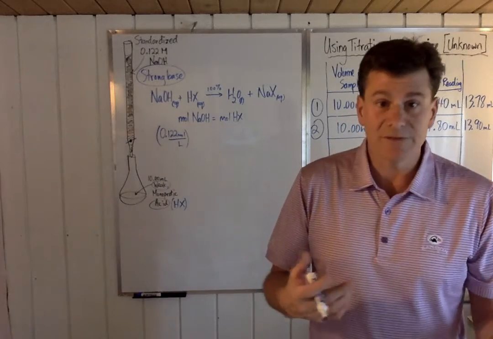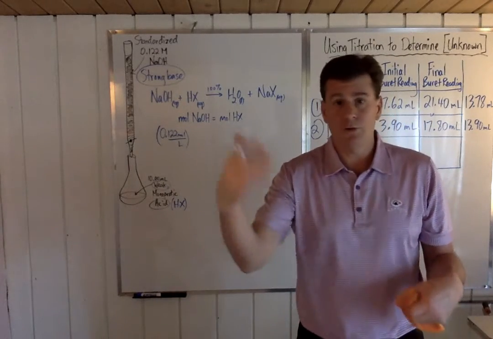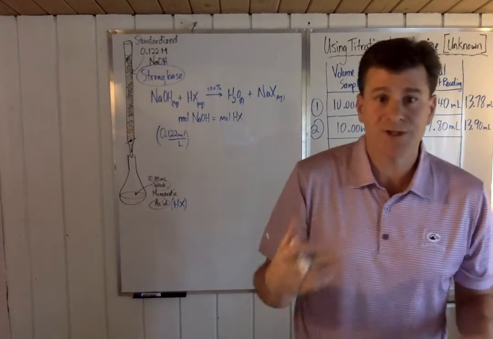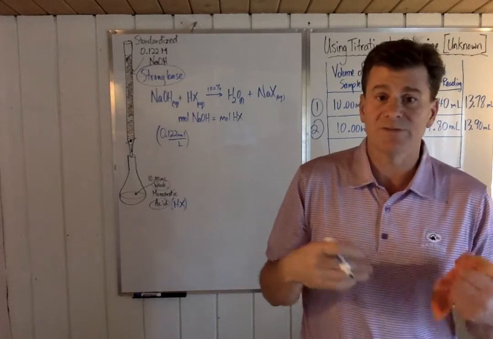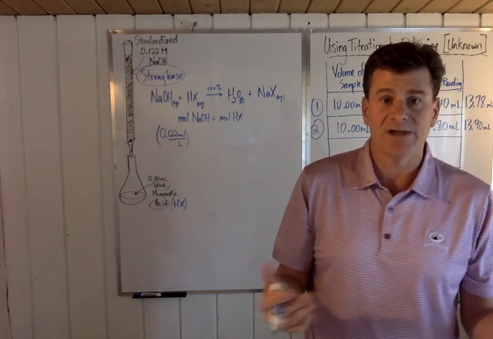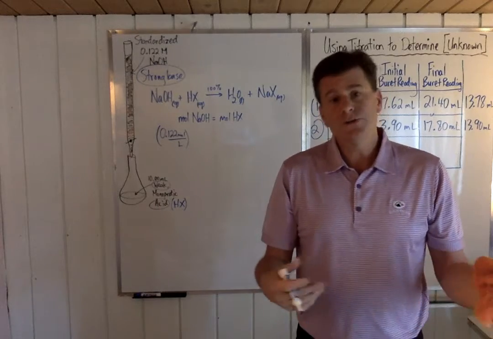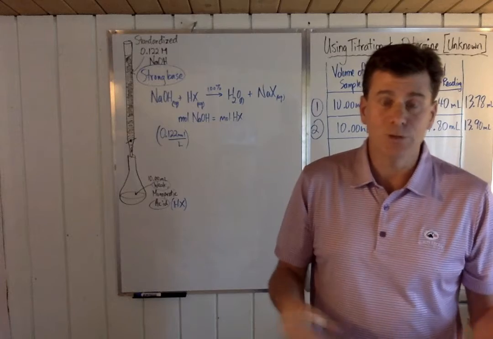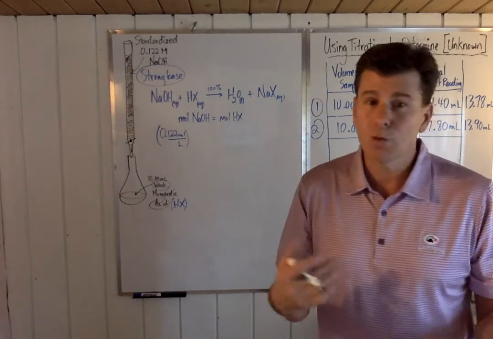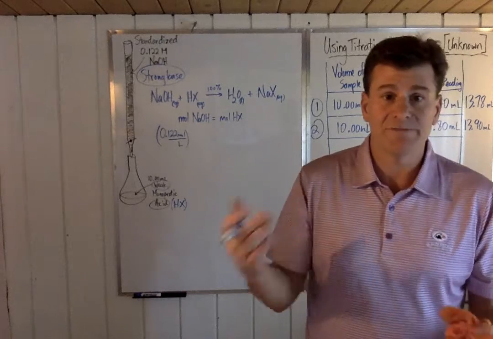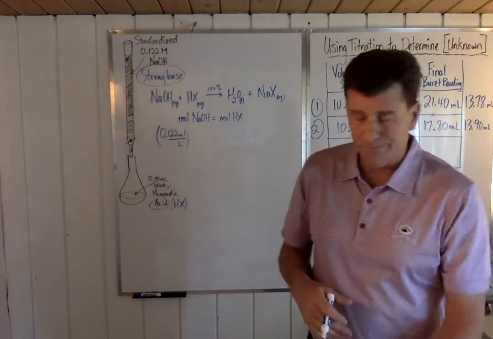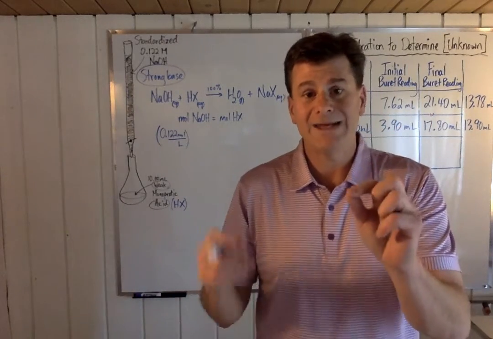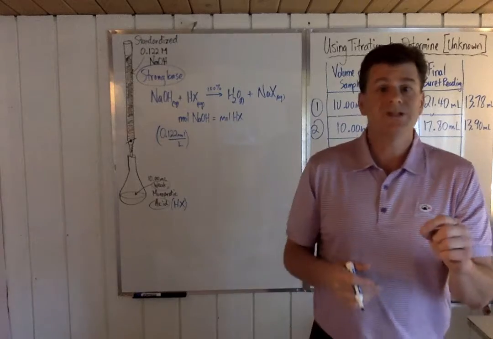The correct answer is the average. Right? So if you did more and more trials, the average of all of the trials is probably pointing to the true volume of the base that it would have taken to neutralize 10 milliliters of that unknown weak acid. So using my two good trials, it's only an N of two, but I can say that the average is probably closer to the answer than either one of the 13.78 or 13.90. So the volume I'm going to use is 13.84, which is the average.